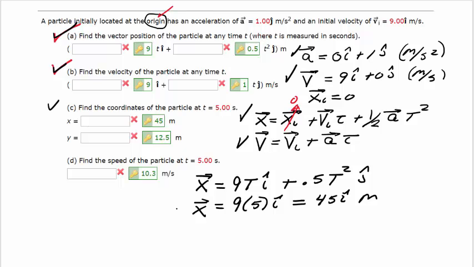Okay, to find the y position, I'll just change this x to y, meaning we're going in the vertical direction. We use the 0.5 and plug in our time of 5. We square that, 5 squared is 25, times 0.5 is going to give me 12.5 meters. And you can leave the i hat and j hats off because you've identified it already as x and y. All right, to find the speed at 5 seconds, let me erase this real quick.